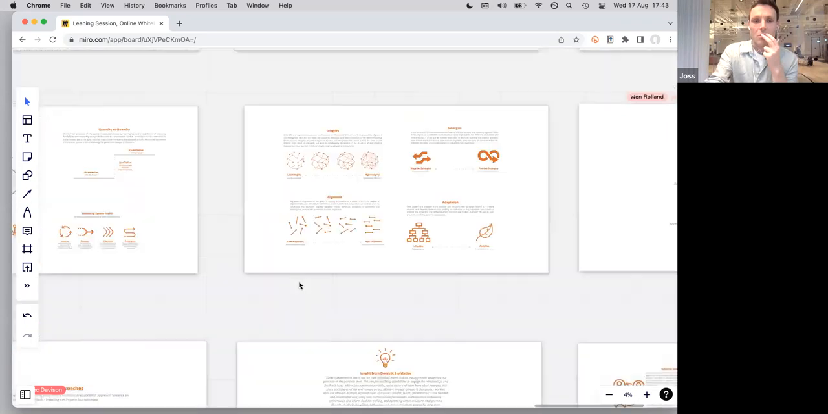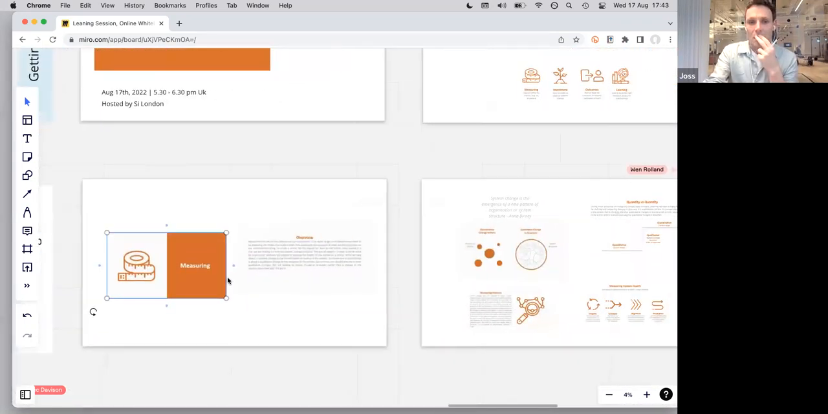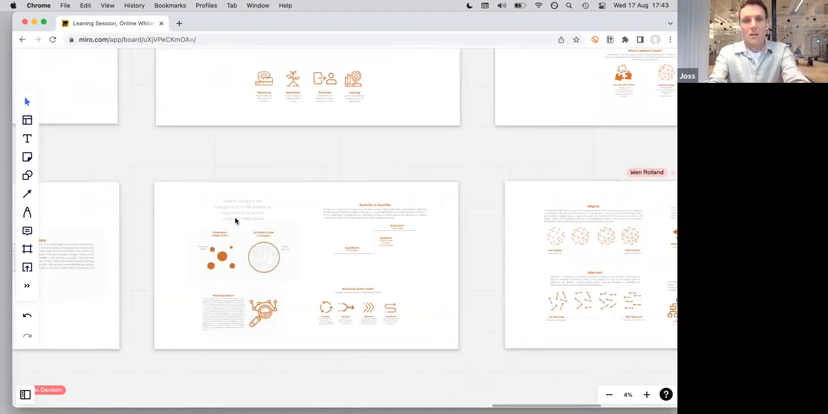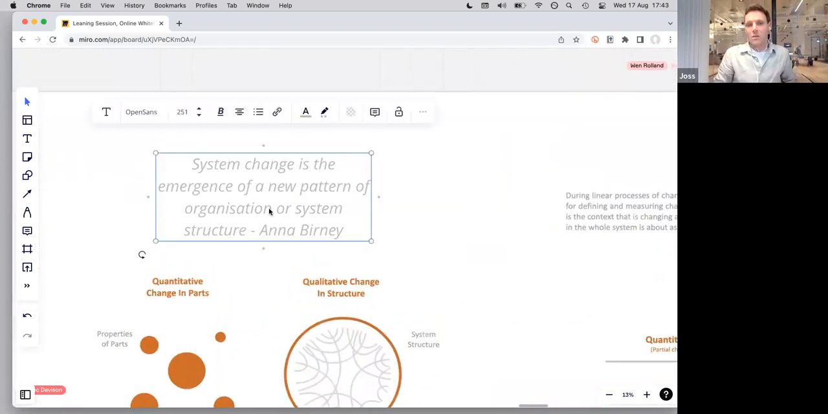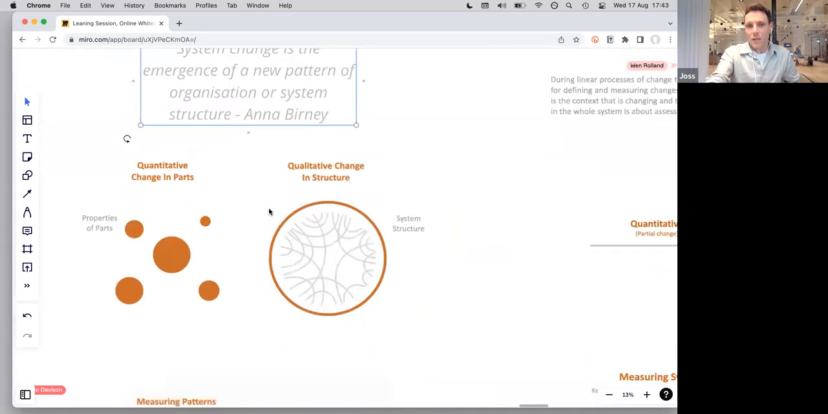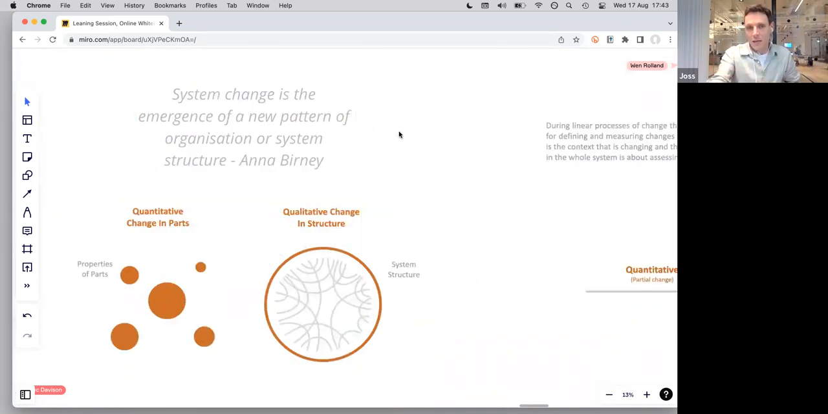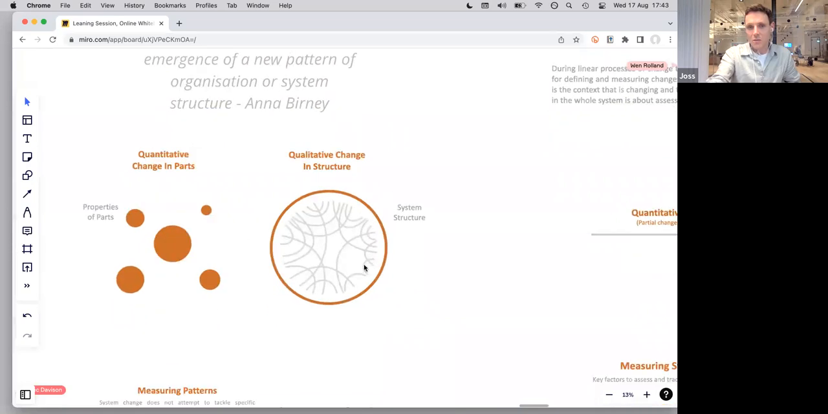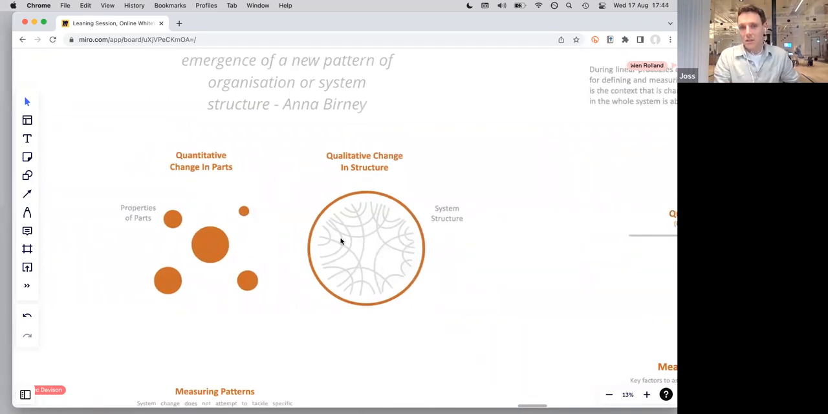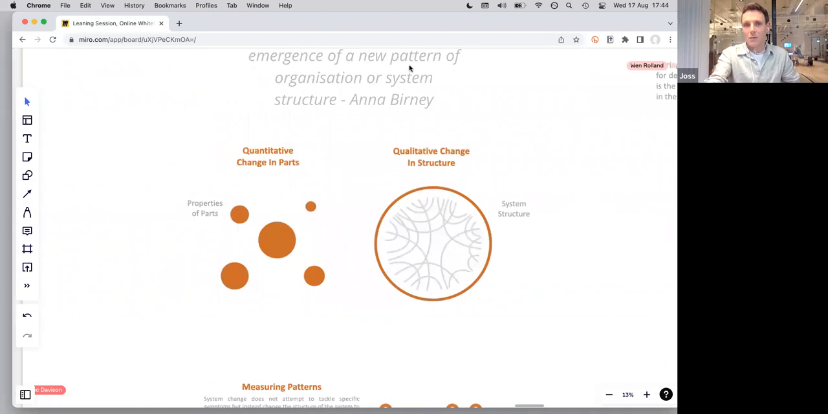Okay, so that was just a quick overview. Talking about actual measurements, this is what we're trying to do in systems change, right? This is a quote I took from Anna Burney. System change: the emergence of a new pattern of organization or system structure. And if that's what we're trying to do, we're trying to assess whether we're getting better at doing that, whether we're getting closer to doing that. And we should be really assessing this here on the right-hand side, this structural change within the system. The way the system is organized is what we want to be assessing, rather than this here on the left, which is what we're normally looking at.